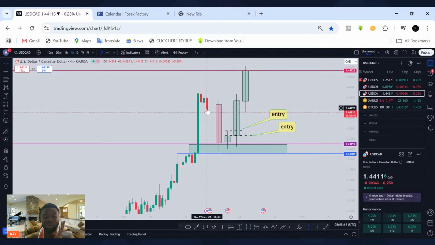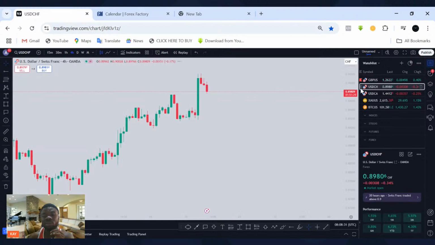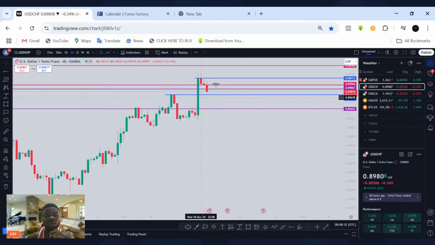Even though I believe that maybe price will go to this side, I'm not interested in the corrections. I normally want the impulse move. You get it? So this is the level I would love to take a buy on. Okay, this is the level I would love to take a buy on. It's the same thing.